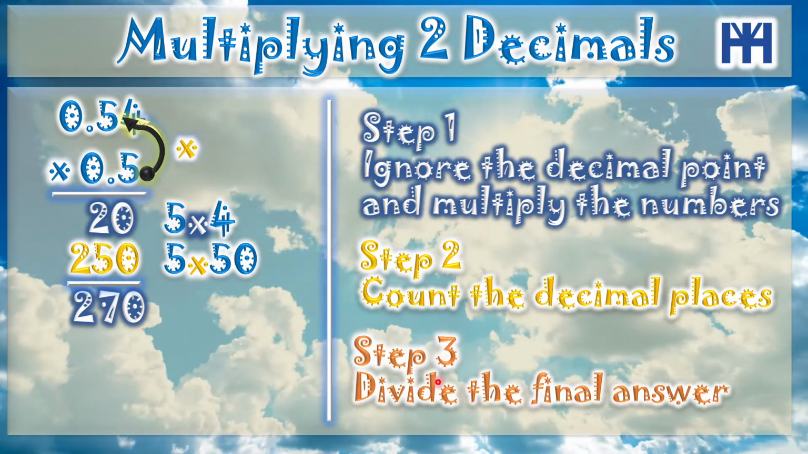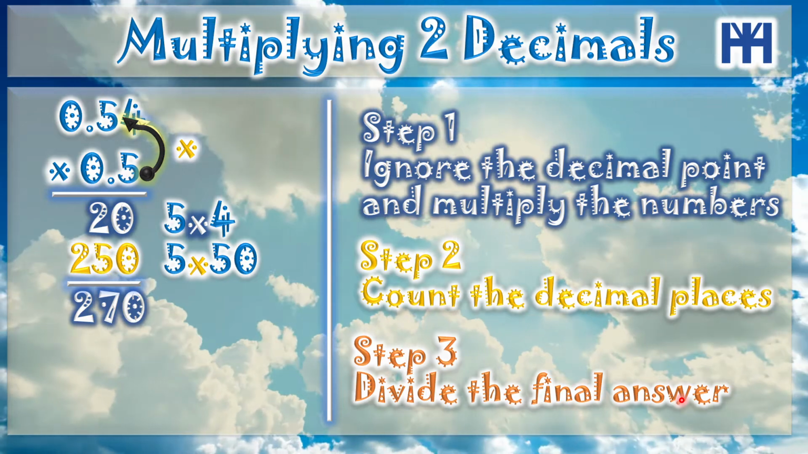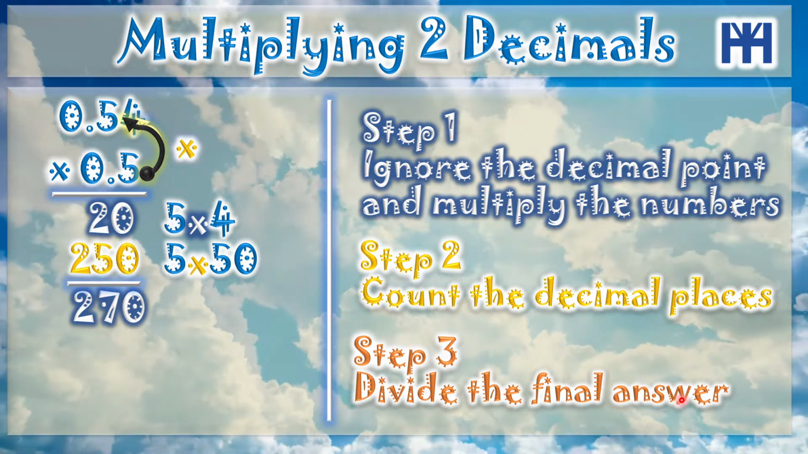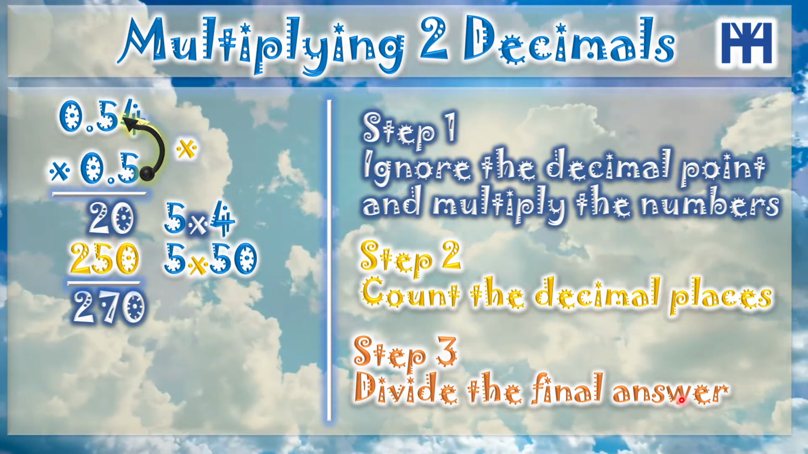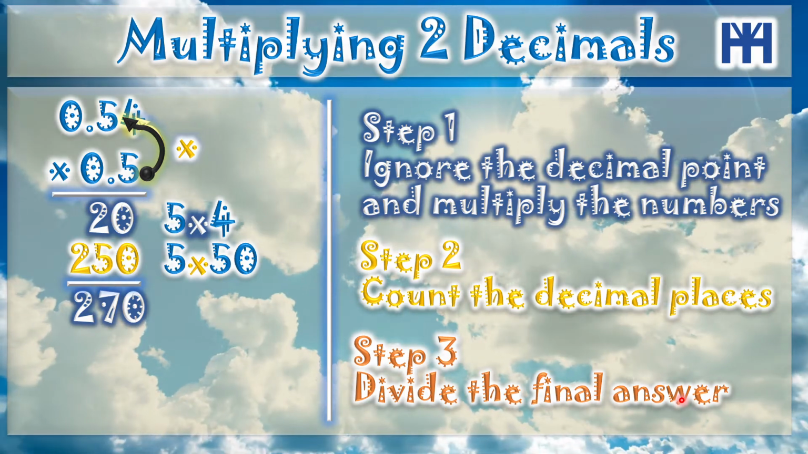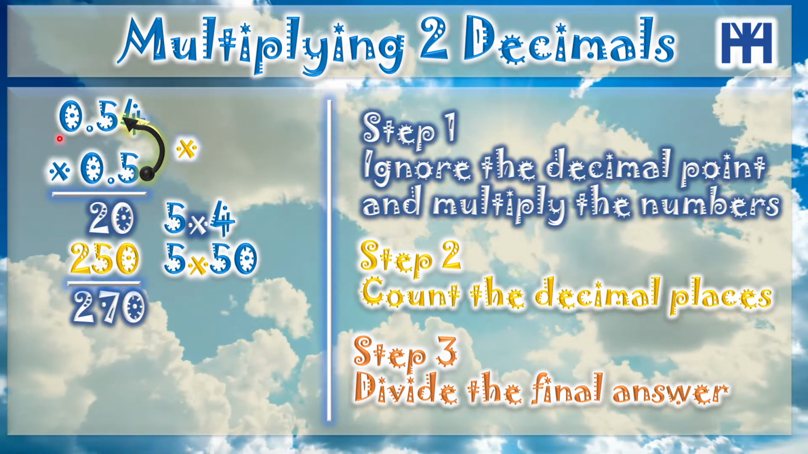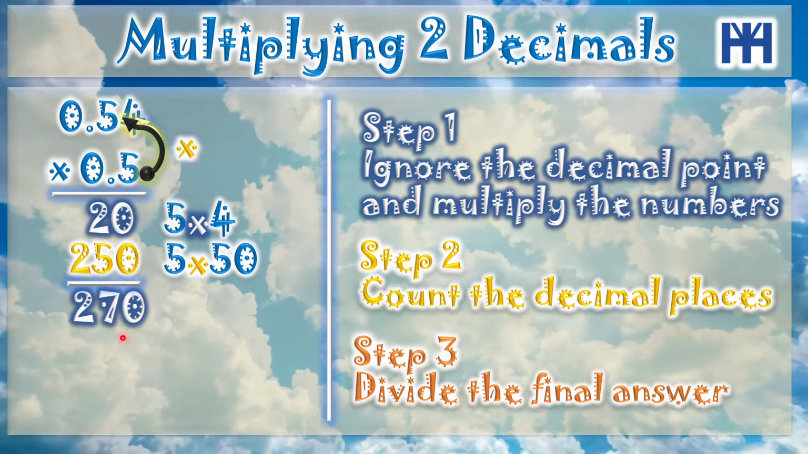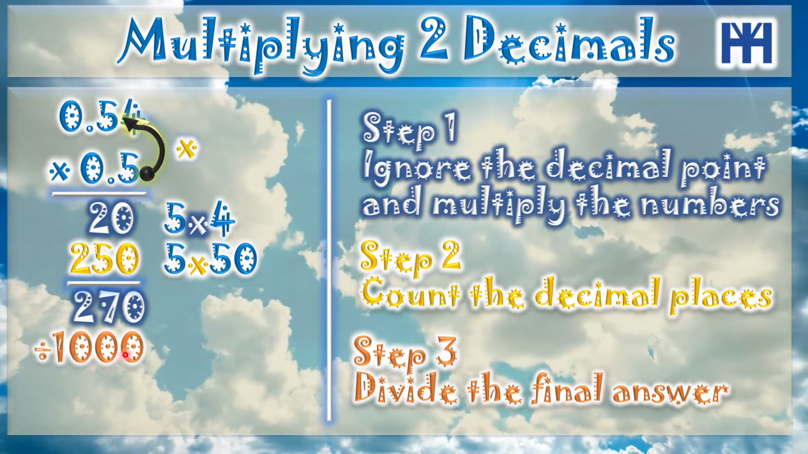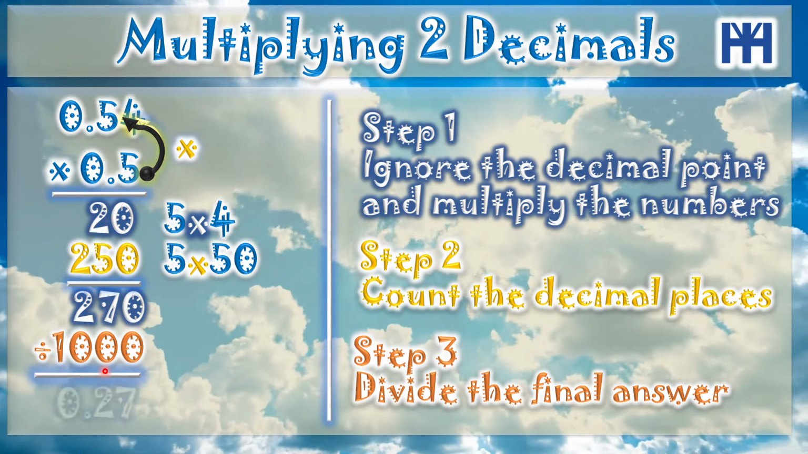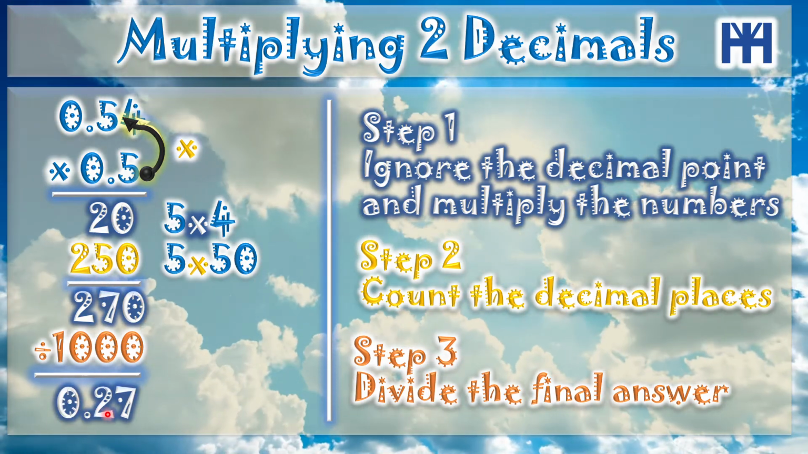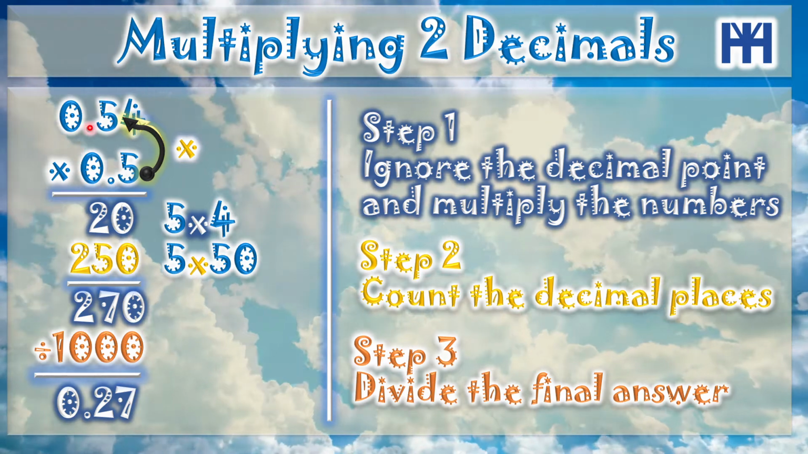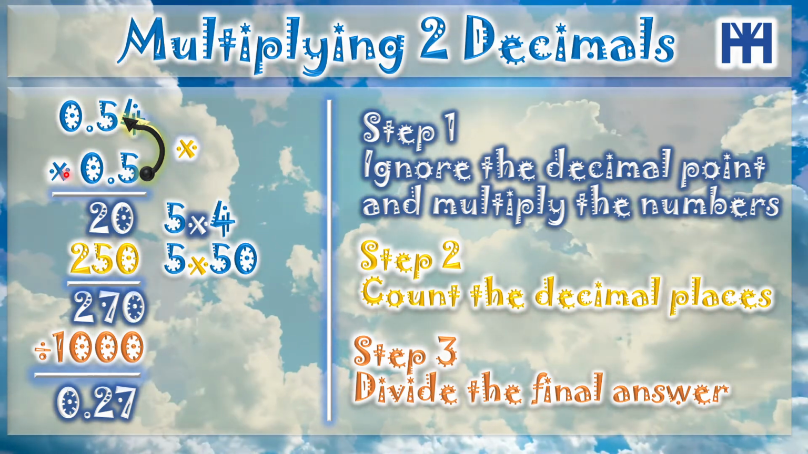Okay, in step 3, we will divide the final answer. We will divide it by a multiple of 10, but the number of zeros will depend only on the number of the decimal places, or the numbers after the decimal point. So they were 3, so we will divide by 1000. So the final result will be 0.27. This is the result of 0.54 multiply 0.5.